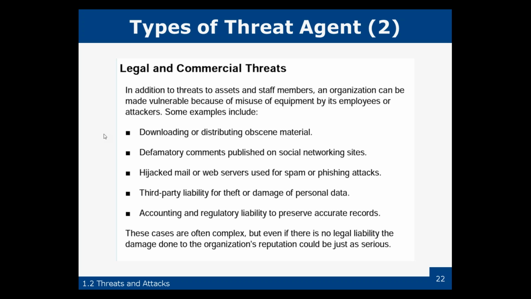Some examples include downloading and distributing obscene material, defamatory comments published on social network sites, hijacked mail, third-party liability for theft or damage of personal data, accounting and regulatory liability to preserve accurate records. If somebody does this, defamatory comments or threatens somebody on a social network site, the company may be liable for that. So you really have to be careful what kind of authority you actually give your users. What can they do? What resources can they access?